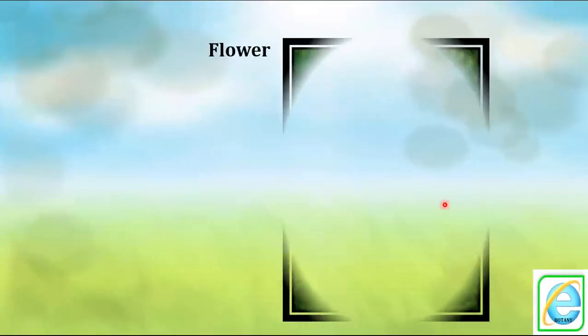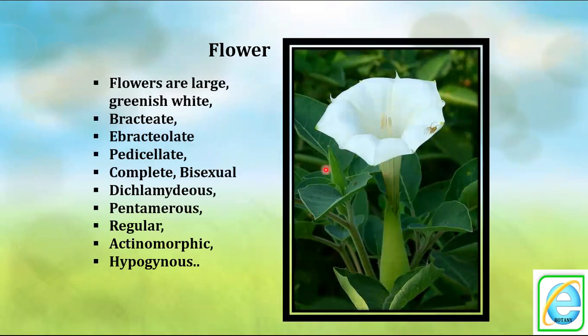Now the flower of Datura metel. It is large, greenish or whitish in color, bracteate, small bracts are present at the basal portion. Ebracteolate, the bracteoles are absent. Pedicellate flower, complete flower, presence of sepal, petal, androecium and gynoecium. Bisexual, androecium and gynoecium both are present. Dichlamydeous, that is sepals and petals are present. Pentamerous, 1, 2, 3, 4 and 5 petals.